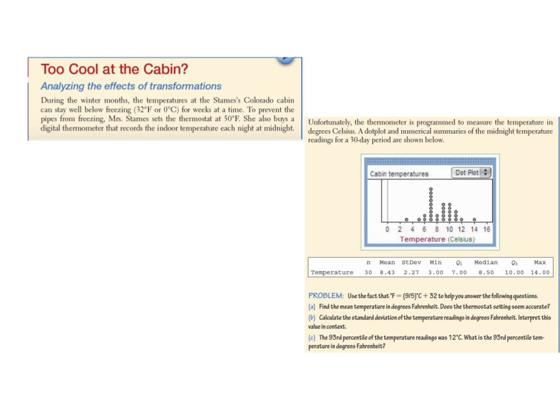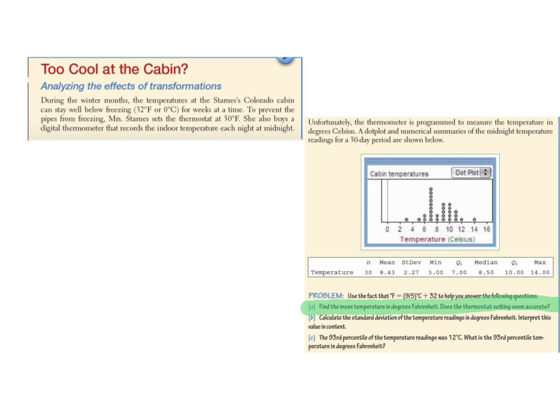And Celsius. We have this Fahrenheit to Celsius or Celsius to Fahrenheit calculation. So if we look at the problem down here, the first thing, if we read everything, it says find the mean temperature in Fahrenheit. Does the thermostat setting seem accurate?